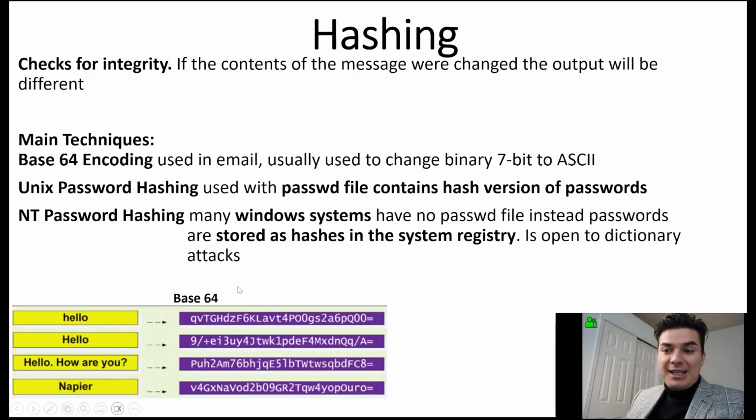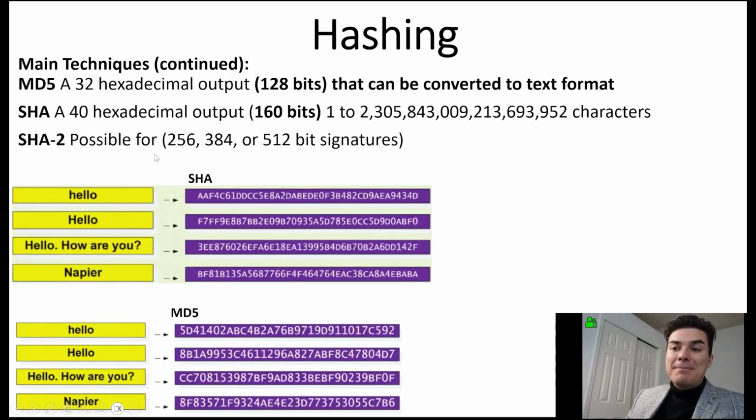Now, there's a few different techniques, such as base64, which is used for email, and Unix password hashing. It's contained in the password file. For Windows systems, it's stored in the system registry, and they use NT password hashing or NTLM. The main techniques continued are also MD5, that's 128 bits or 32 hexadecimal.